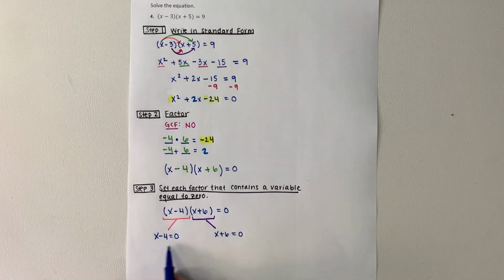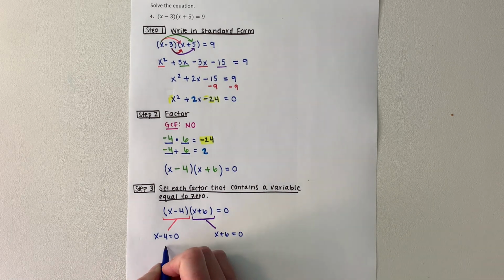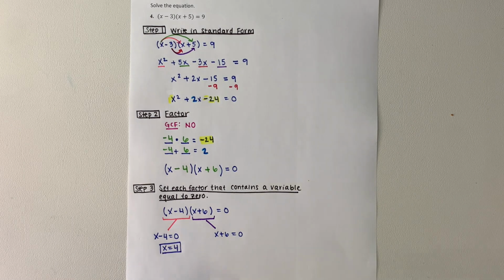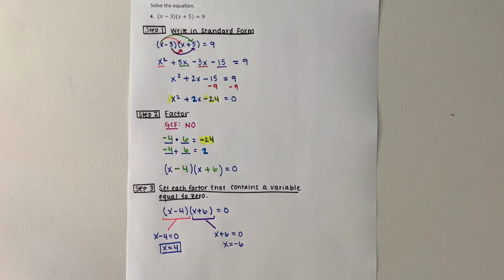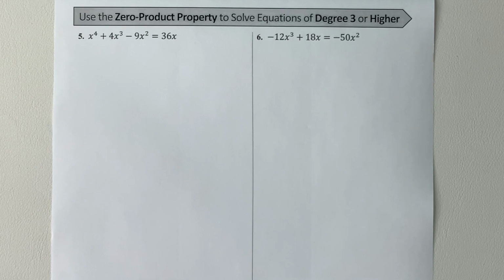If we solve this equation here by adding 4 to both sides, that will leave us with x equals 4. And if we solve this equation here by subtracting 6 from both sides, that will leave us with x is equal to negative 6. So these are our two answers, and if we're asked to write our answer using a solution set, our answer would look like this. Let's take a look at two last examples.